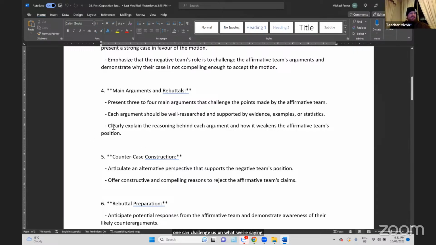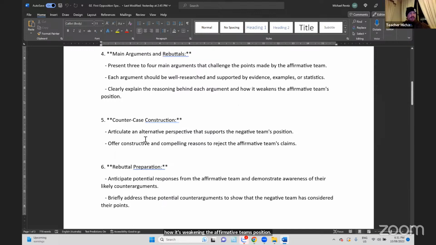And finally, we need to make sure that we are explaining how it's weakening the affirmative team's position. We construct our counter case. So we need to make sure that we let everybody know about a different idea that can support the negative team's position. And we need to offer interesting reasons to reject the affirmative team's claim. So we can't just say, nah, they're wrong, don't listen to them, they're talking rubbish. Again, we need to have reasons and evidence to prove why what they're saying is wrong.